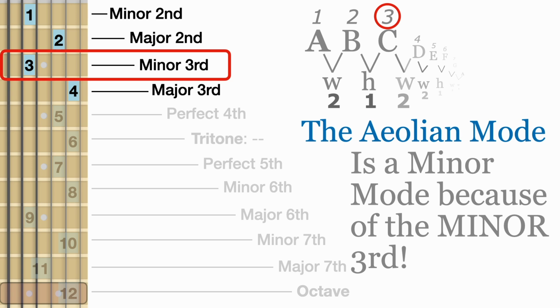All you need to do to determine whether or not the mode is major is to see if it has 4 frets, or 4 semitones, between the first and the third. And if it's minor, it will have 3 semitones between the first and the third.